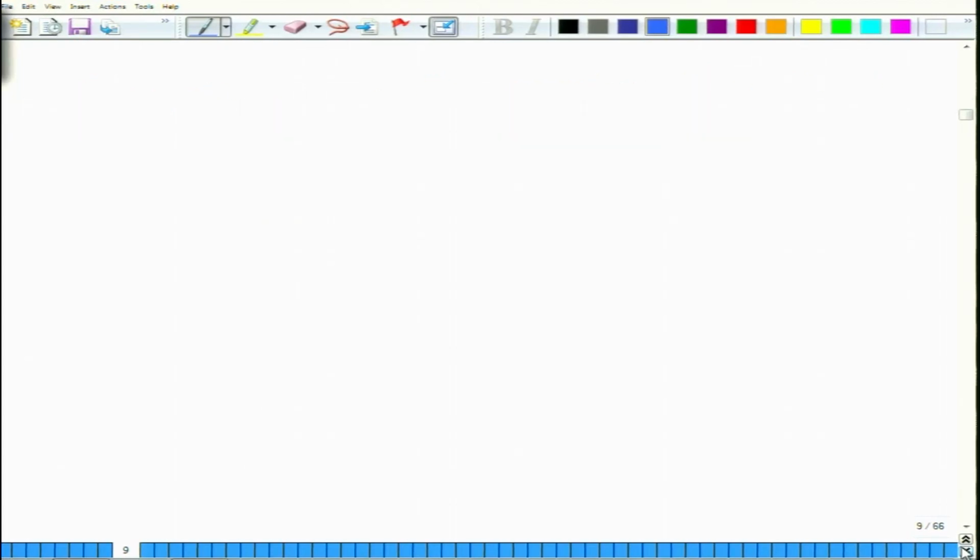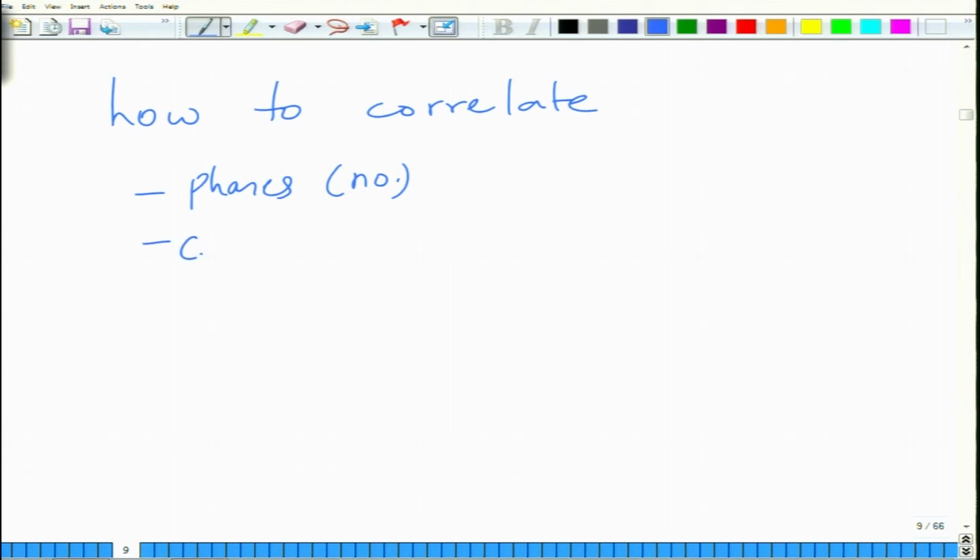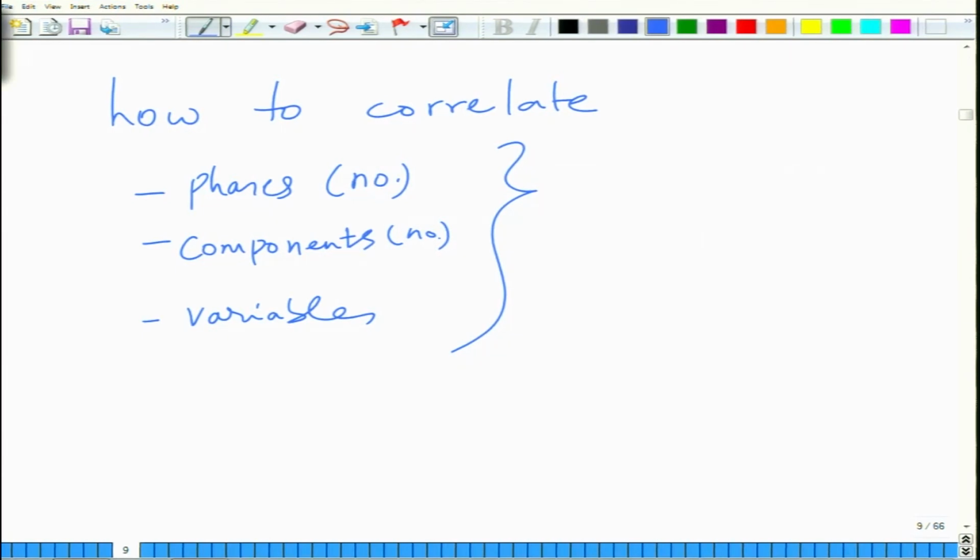So let's see, to begin with, how to correlate phases, number of components, that is independent species, and variables for a given system. This is the objective of the phase rule: how to correlate the number of phases, the number of components in a given system, and the number of variables that are available to you to vary independently, to predict the phase equilibrium.